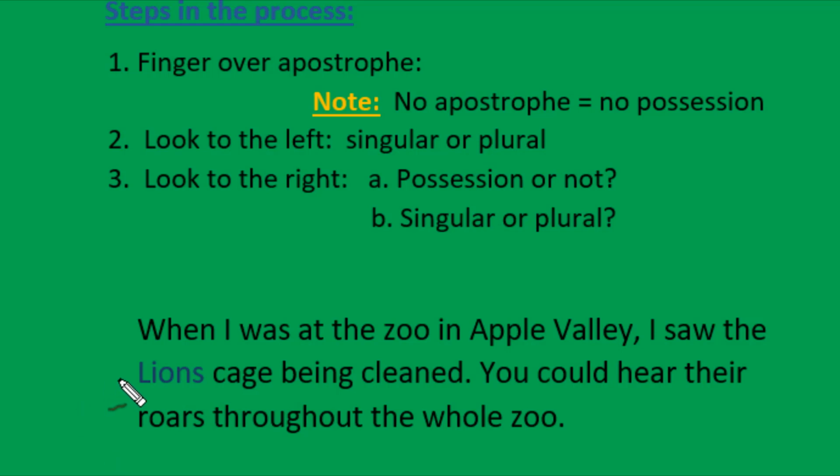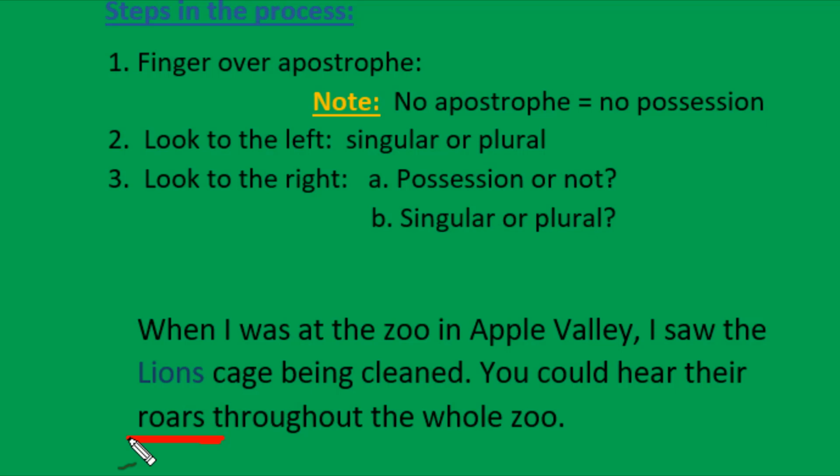So how do we know if it's singular or plural? We have to hunt around and look at the sentence either above or the sentence below and see if we can get some hints. When I was at the zoo in Apple Valley, okay, that doesn't help us. But let's look at the sentence after. You could hear their roars, okay, roars throughout the whole zoo. Does one lion roar, or does one lion give multiple roars?